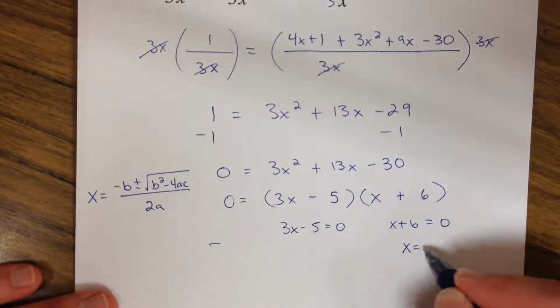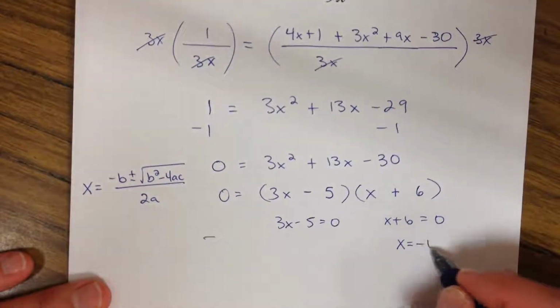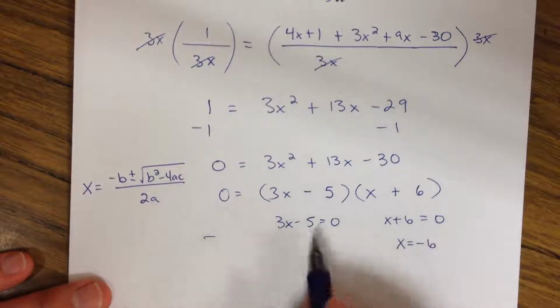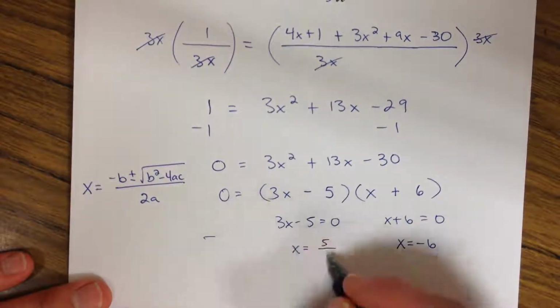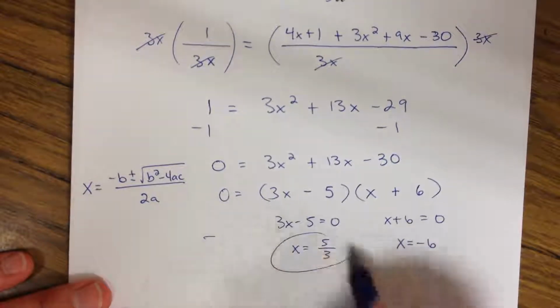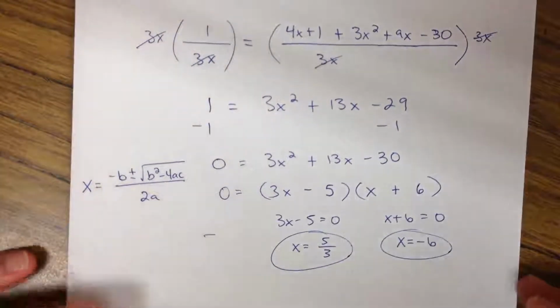This one's a lot easier to think about. That's x equals negative 6. This one you add 5 and divide by 3. Think about that. The 5 becomes positive, and then you divide by 3. So we get 5/3 and negative 6.